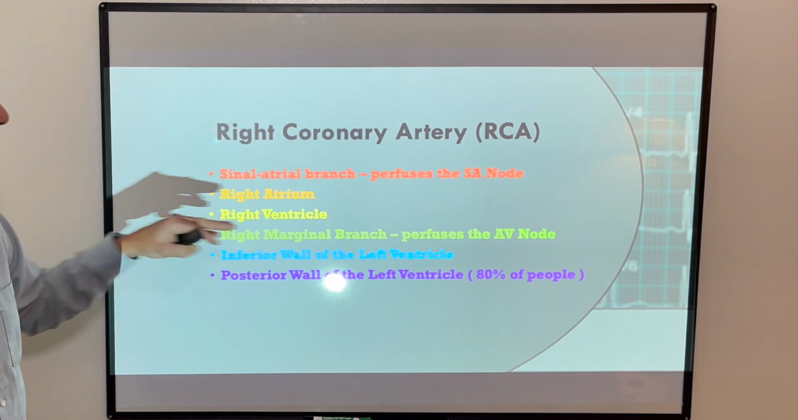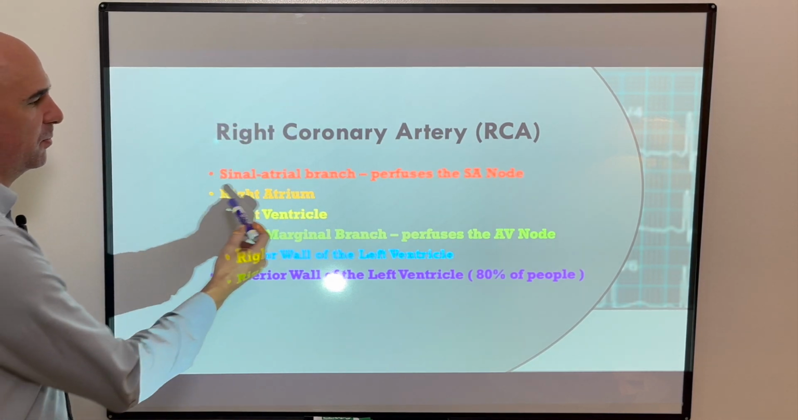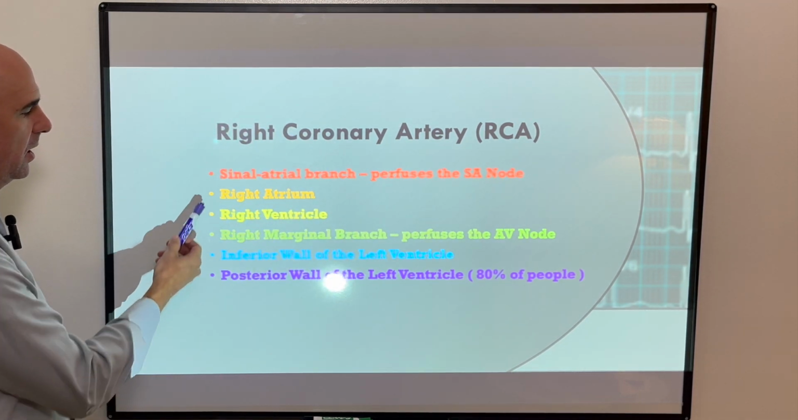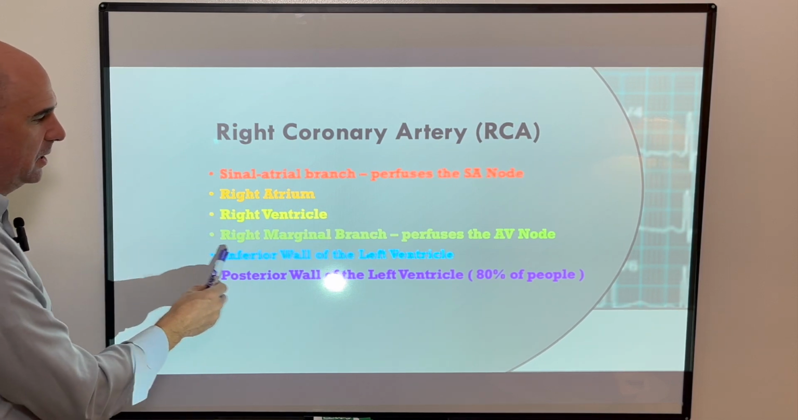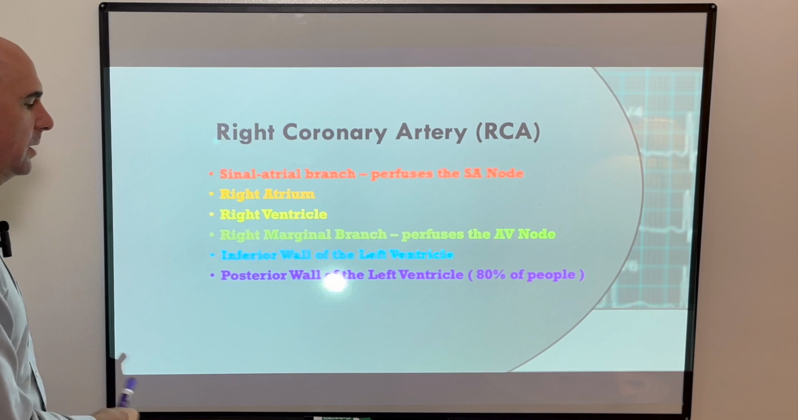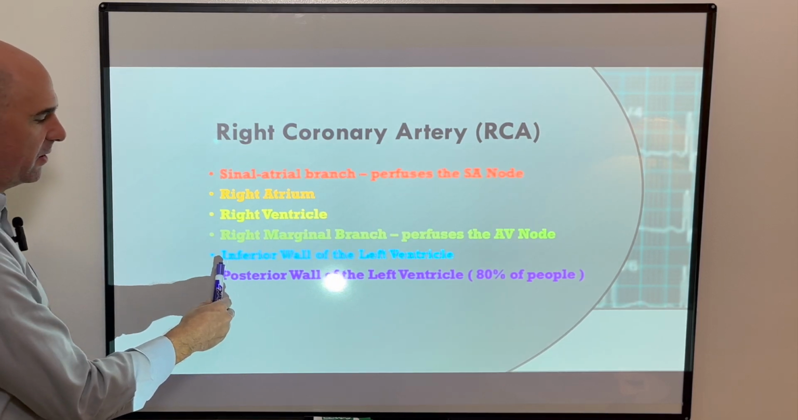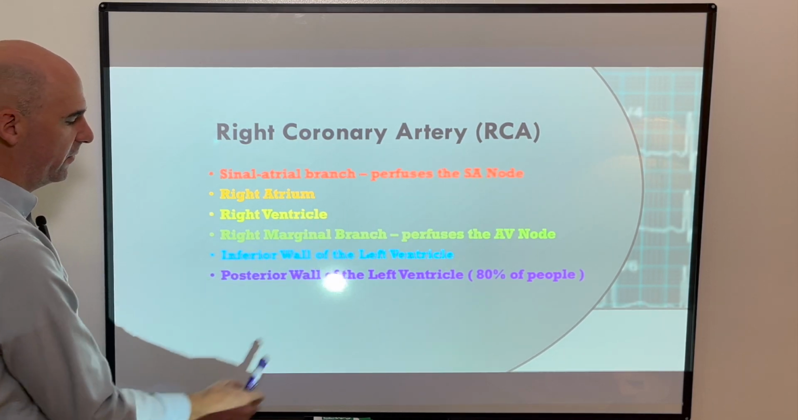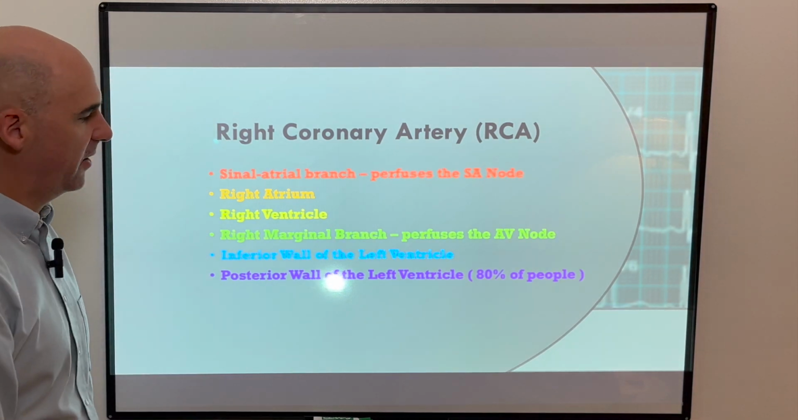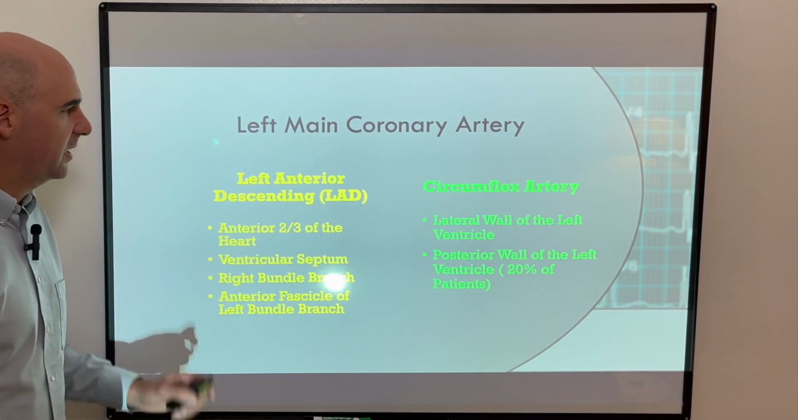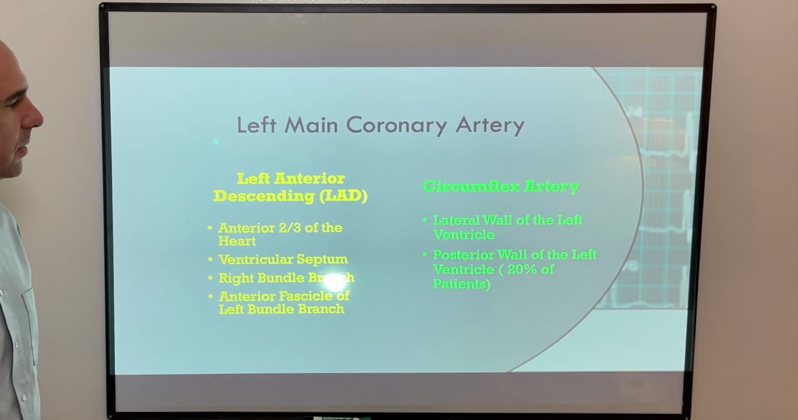The right coronary artery, sinoatrial branch, perfuses that SA node, the right atrium, down into the right ventricle, eventually perfusing the AV node, all the way into the left side of the heart where it's going to get the inferior wall of the left ventricle, and again, for the majority of people, the posterior wall of the left ventricle. The left side of the heart, we've got our left main coronary artery.